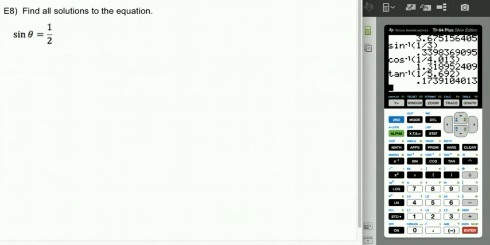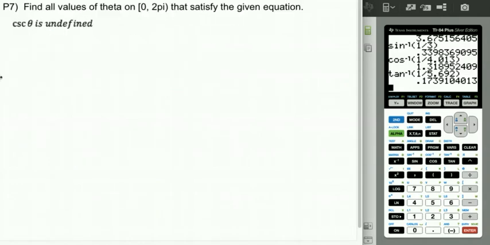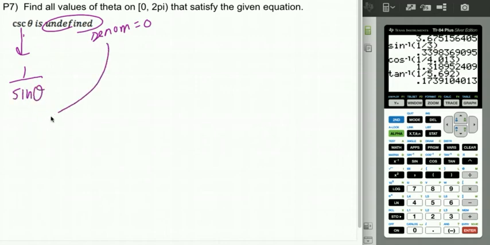All right, I feel like I skipped one. Hang on, there we go, skipped one. So we did E7, there's B7. All right, so cosecant is undefined. Well, undefined means that the denominator is 0, right? And when I look at cosecant, I realize it's 1 over sine of theta. So I'm looking for where sine of theta is 0. Well, that's where the y on the unit circle is 0, and that happens here and here.